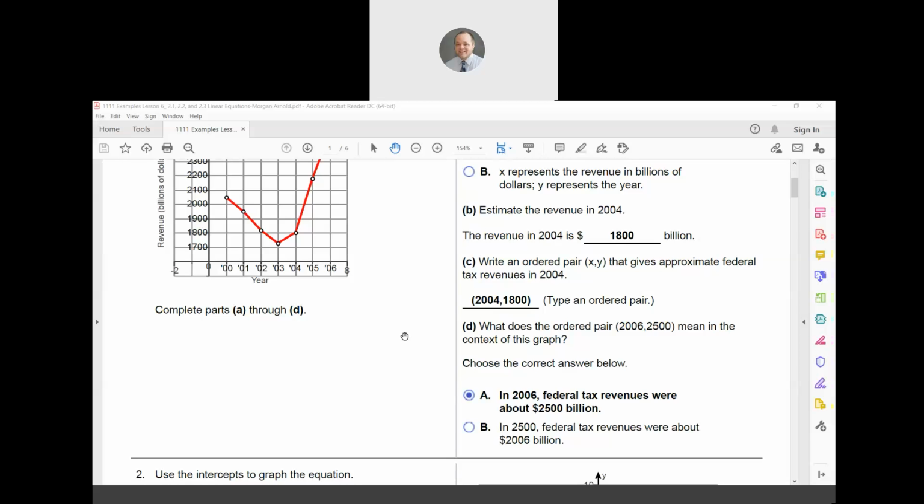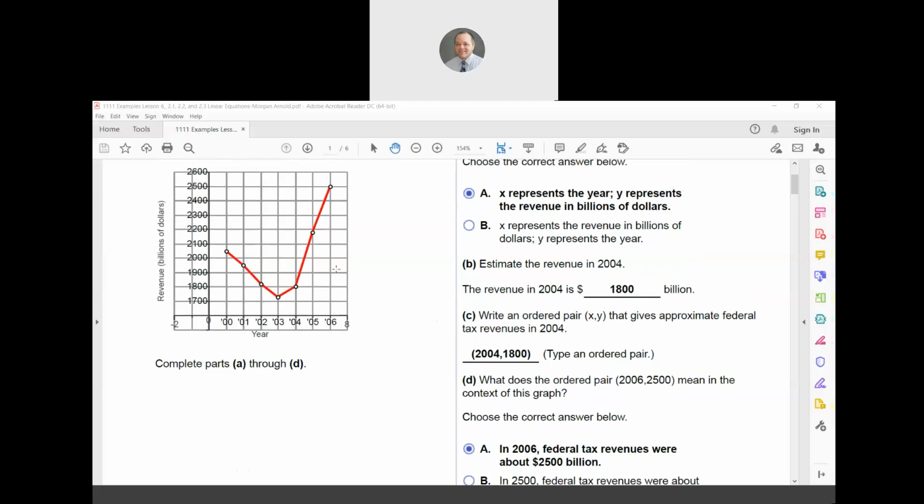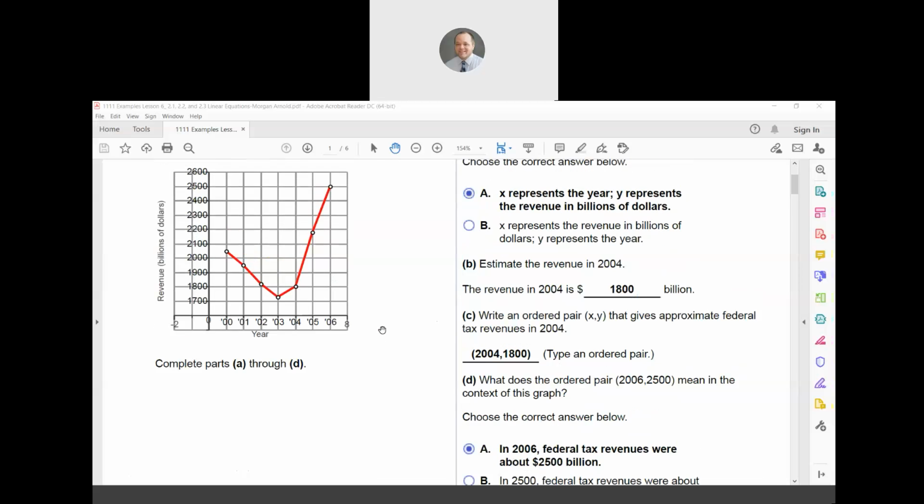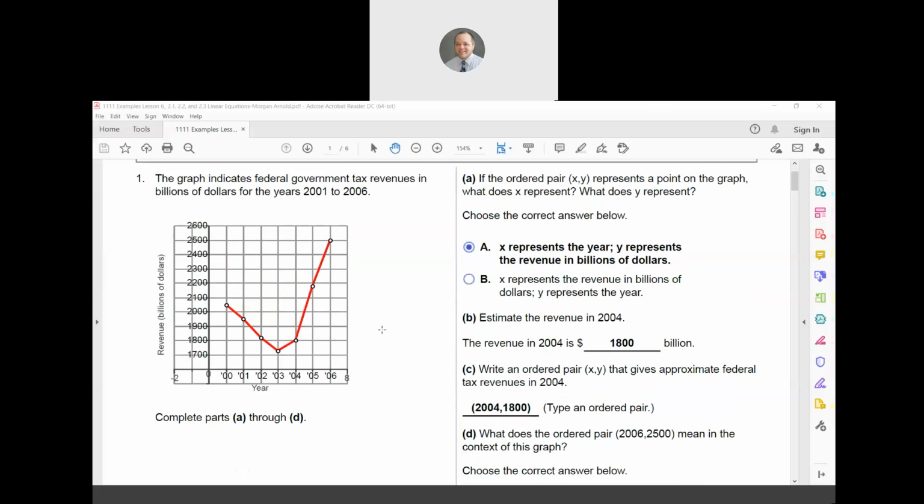Part D, what does the ordered pair (2006, 2500) mean in the context of this graph? This is very easy to answer. In 2006, federal tax revenues were about 2500 billion. So there was really nothing to this first question. All you had to do was use the graph to answer pretty easy questions.